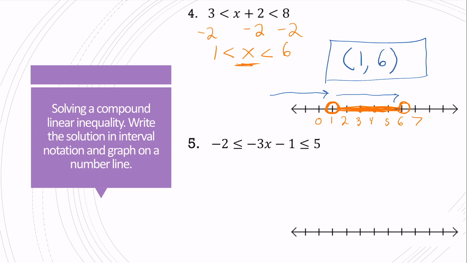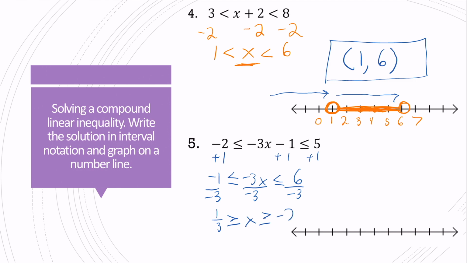In example 5, we're going to do the same thing. I'm going to add 1 to both sides and the middle. I get -1 is less than -3x, which is less than 6. Now I have to divide everybody by -3. And because I'm dividing by a negative, I have to flip the signs. Since there's 2 of them, I'm going to flip them both. So I have 1/3 is greater than or equal to x, which is greater than or equal to -2.